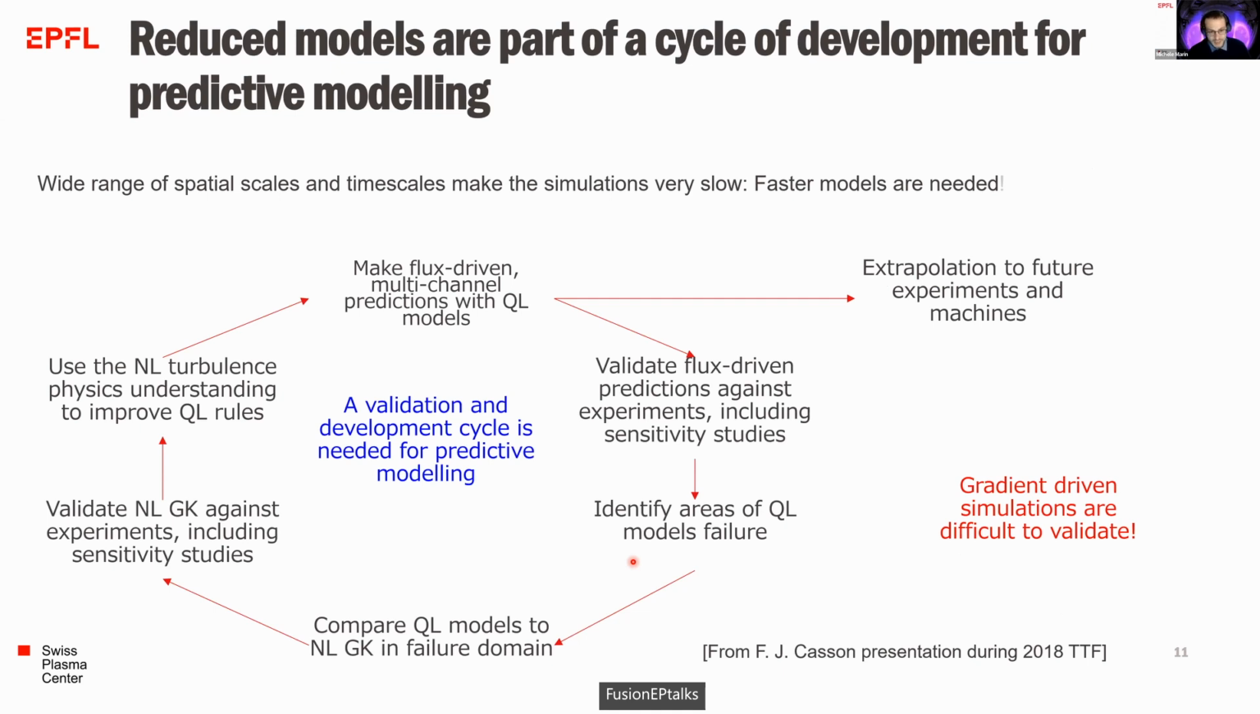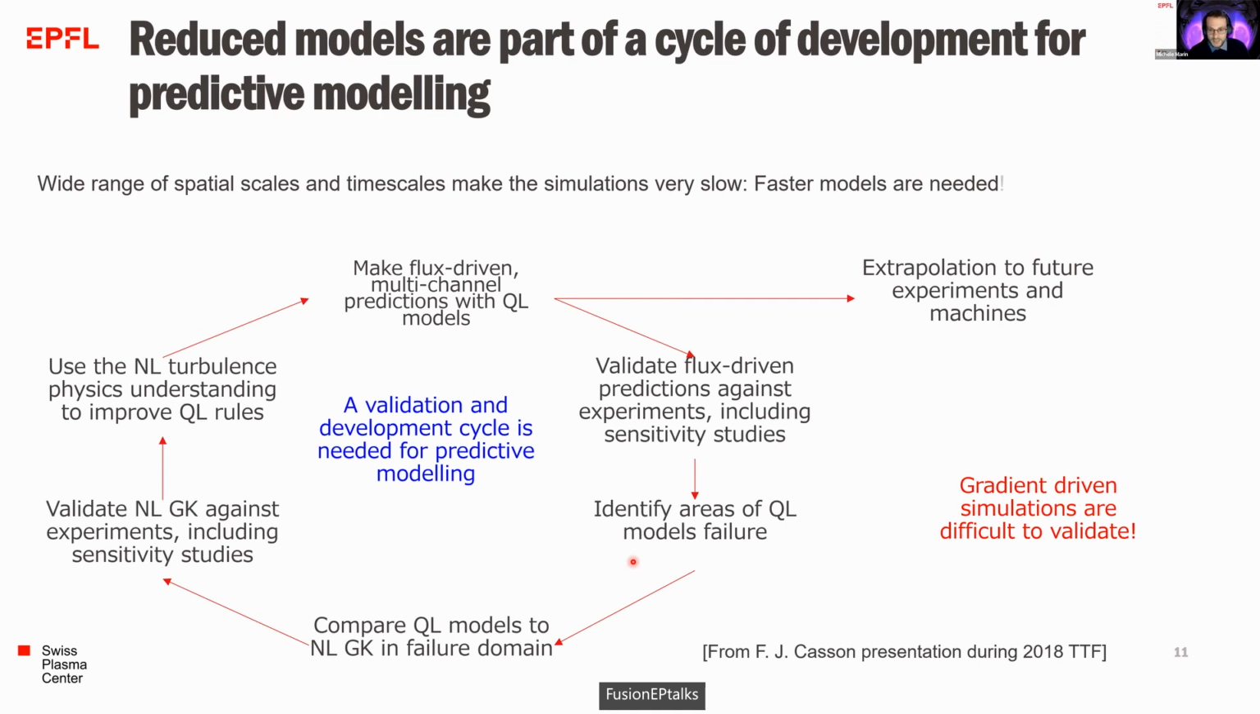And then one of the characteristics that make integrated modeling so nice is that since you're evolving the physical quantities, so the current, the temperature, and the density, you can very easily compare your results with the experiments. And so this creates a kind of validation cycle. This is from Francis Casson. They presented it for the first time at the TTF in 2018.